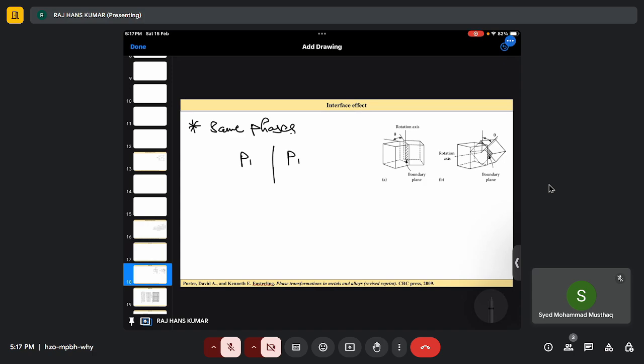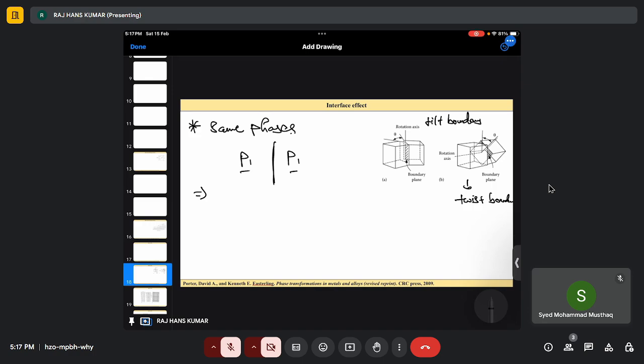So it cannot be straightforward, right? So we can have two types. One is the rotation one. This can be represented as a tilt boundary, and this one as a twist boundary, right? So this boundary will be at an angle with respect to P1, with respect to two phases.